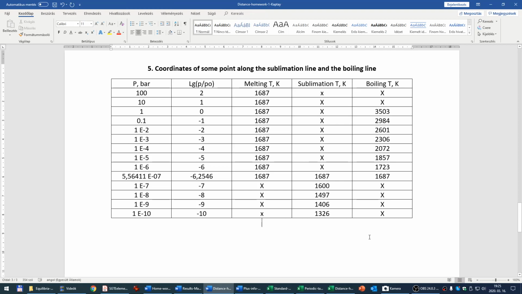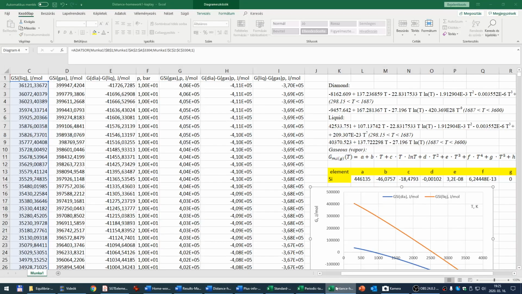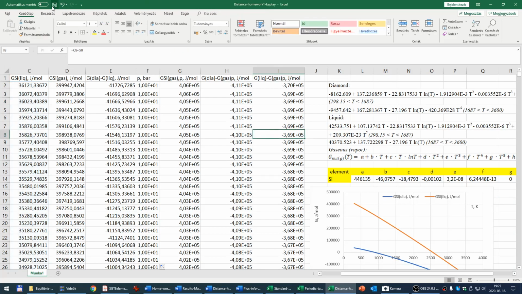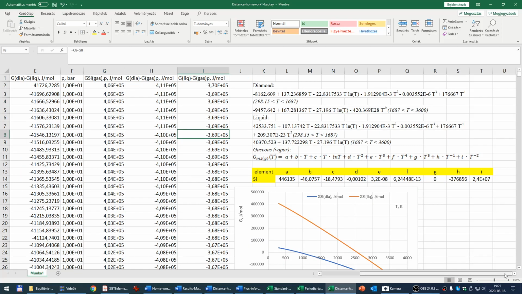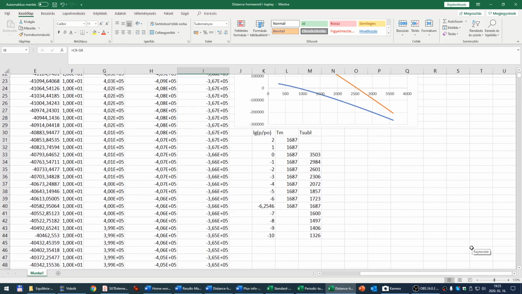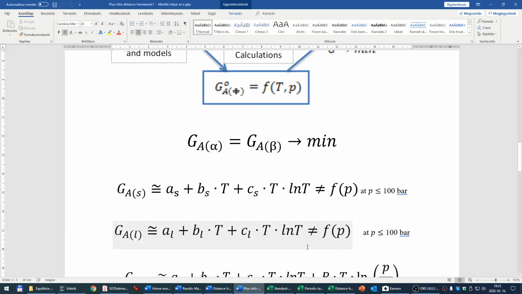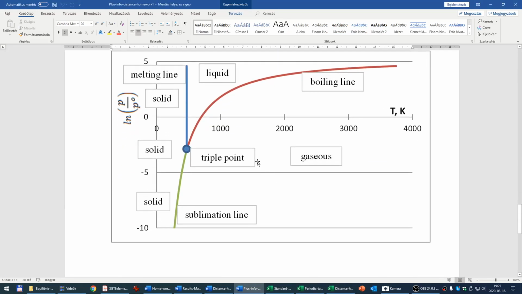So chapter number 5 is ready, and now chapter number 6, phase diagram. Let me save everything in case of an accident. Alright. Now, let me show again, probably for the last time, how the diagram should look. We have temperature on axis x, and we have the logarithm of P over P0 along y. This is what we should do.